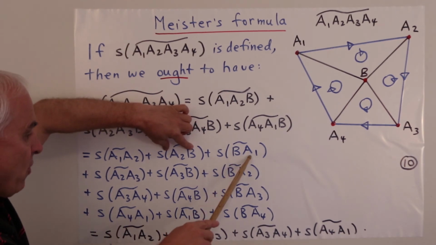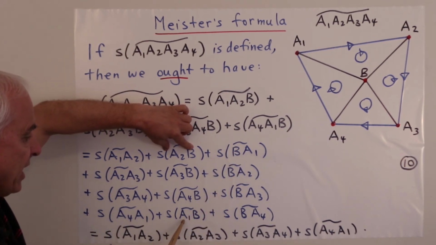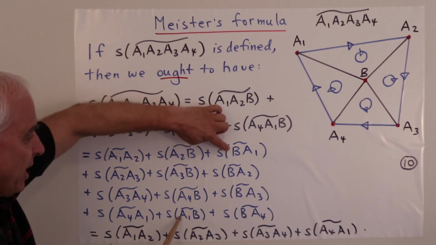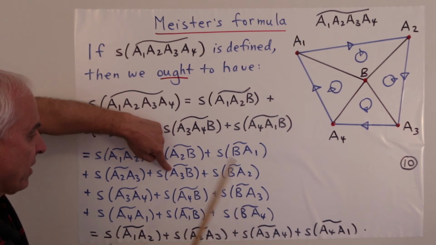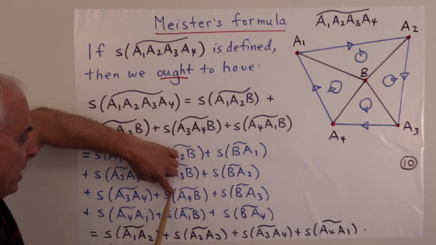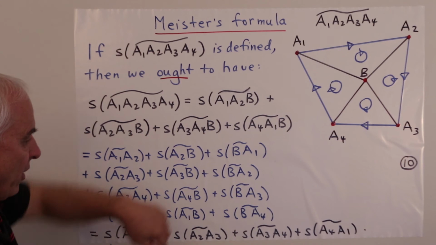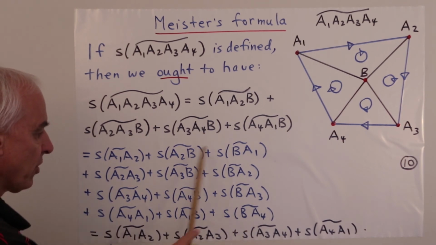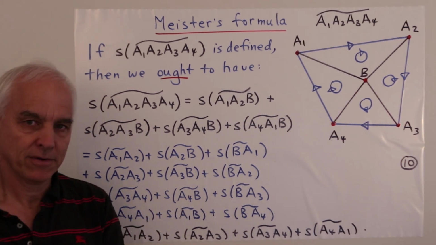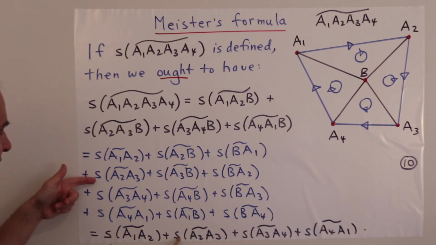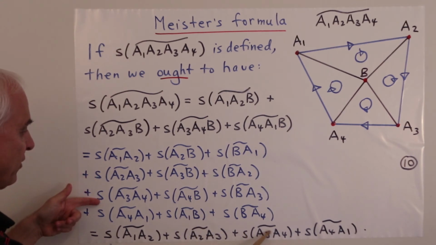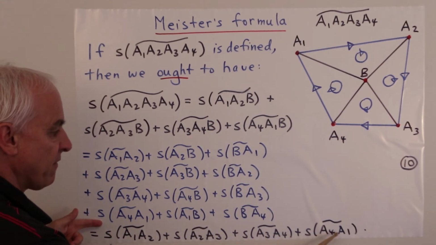This S of BA1 is going to cancel with this S of A1B. Those are going to cancel. The S of A3B is going to cancel with S of BA3. And the S of A4B is going to cancel with the S of BA4. So all of these 8 terms are going to cancel in pairs. And what's left is just these first 4 entries. S of A1, A2, plus S of A2, A3, plus S of A3, A4, plus S of A4, A1.